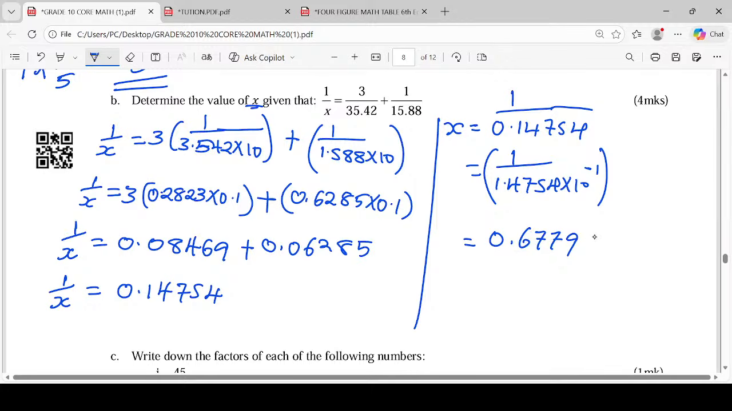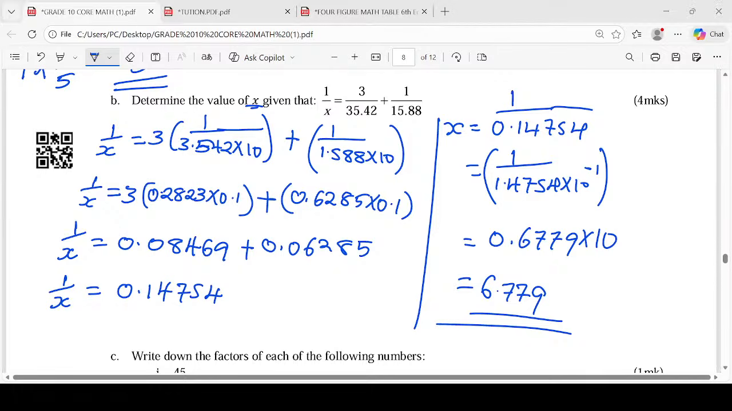0.6779 being multiplied by the reciprocal of 10 power negative 1 will be 10. It will make your answer to be 6.779 if you use the mathematical table. If you use the mathematical table, that is exactly what you are going to get.